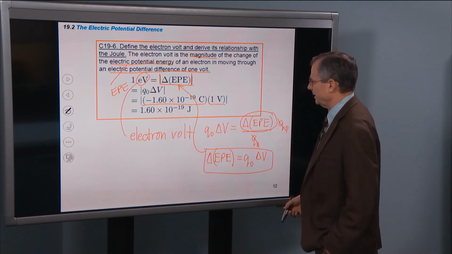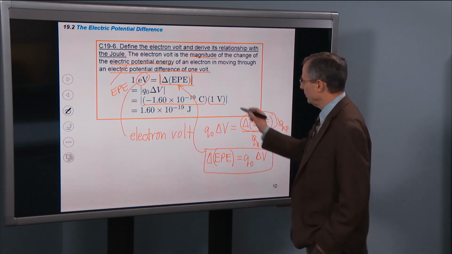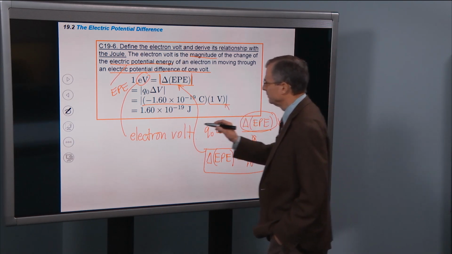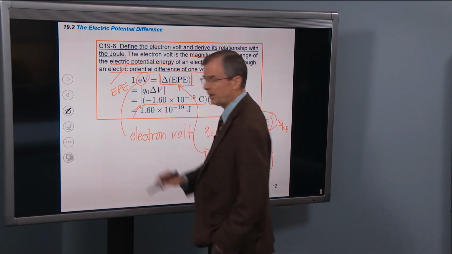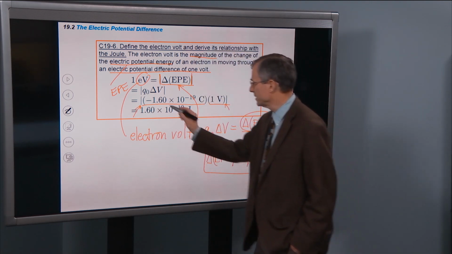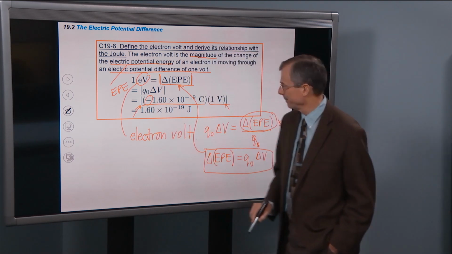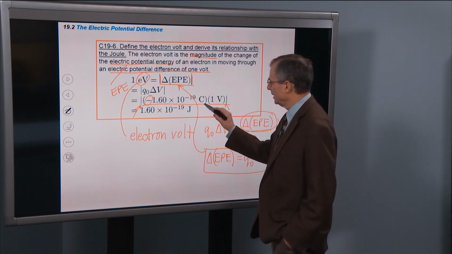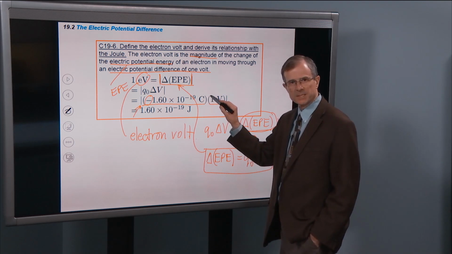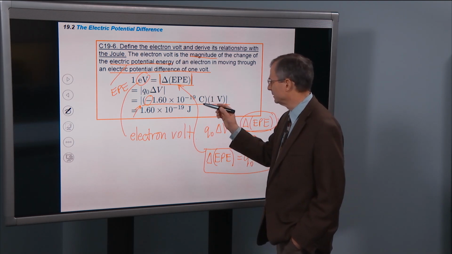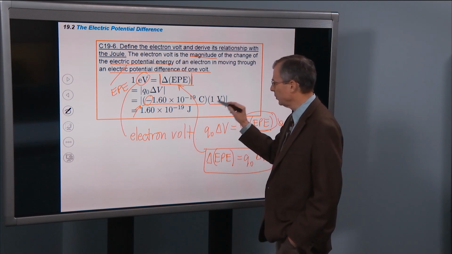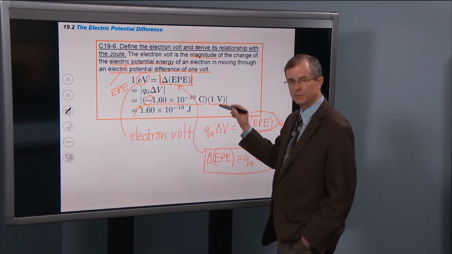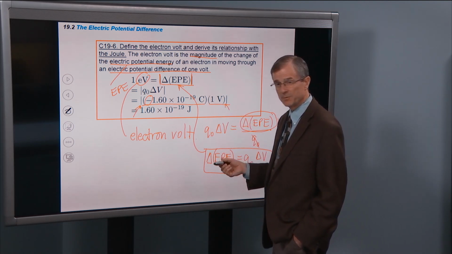So what do we get out of the deal here? We've got absolute value signs here, so these kill the minus sign. This minus sign right here gets dead. And we've got 1.6 times 10 to the minus 19, that numerical factor, times coulombs times 1 times volts. Well, that's just times coulombs times volts. Oh, what's coulombs times volt?